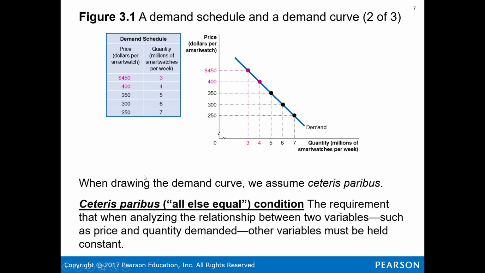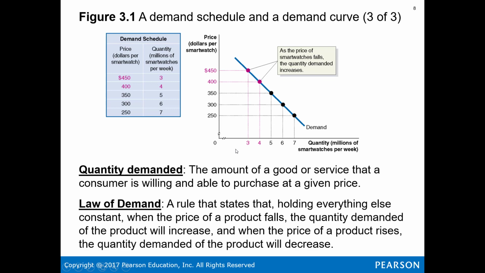When we draw this demand curve, we assume ceteris paribus. This means, in Latin, all else is equal. It is the requirement that when analyzing a relationship between two variables, in this case price and quantity demanded, all other variables must be held constant. We understand that the world is ever changing and there are so many factors in the economy, but in order for these models to work, we're assuming that all else remains the same.